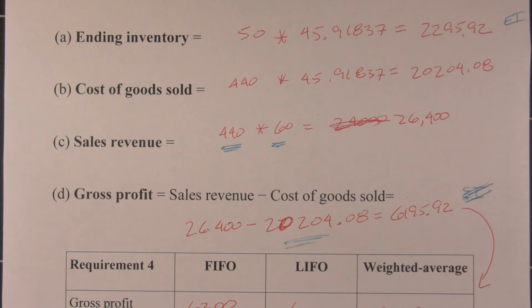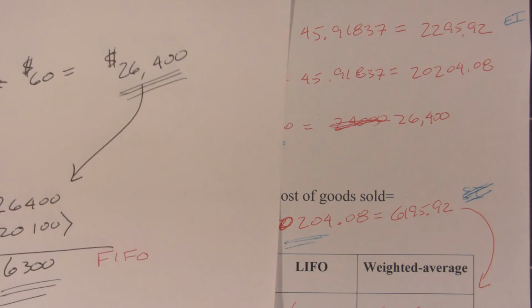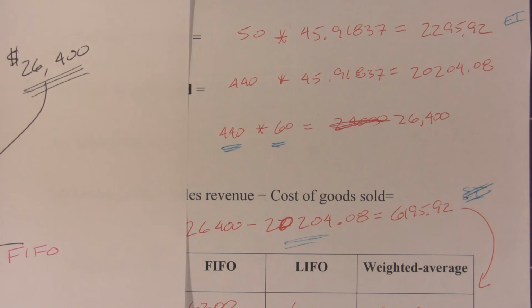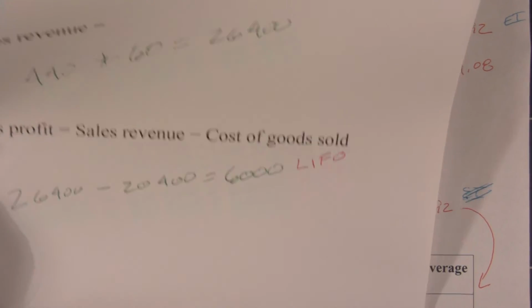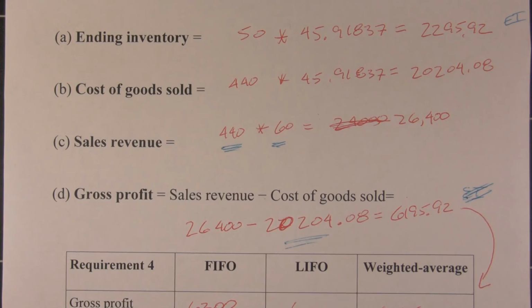Under LIFO, it was $6,000. Remember, we did that one a little earlier. And under FIFO, there's the FIFO, $6,300. We did that the first one. And then we did LIFO, $6,000. And not surprisingly, weighted average falls in the middle.